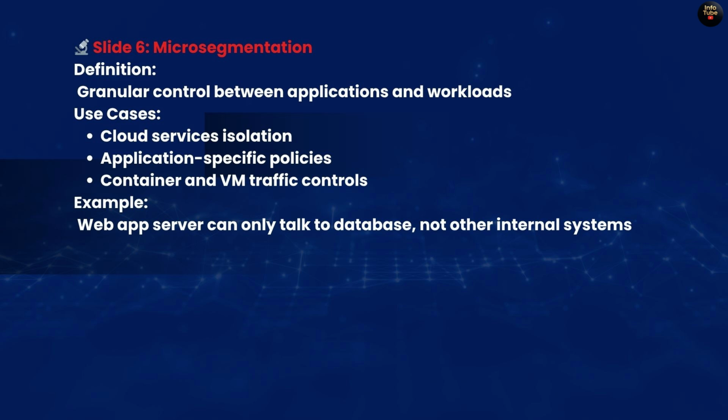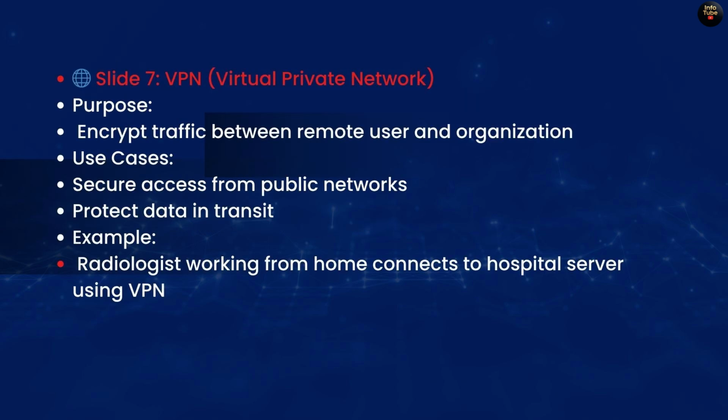Now let's talk about VPNs, virtual private networks. A VPN creates an encrypted tunnel between the user and the organization's internal systems. This is essential for remote workers, especially when using public networks. For example, a radiologist working from home can use a VPN to securely view X-rays and patient records without exposing them to the internet. The encryption protects data in transit and helps maintain compliance with security policies.